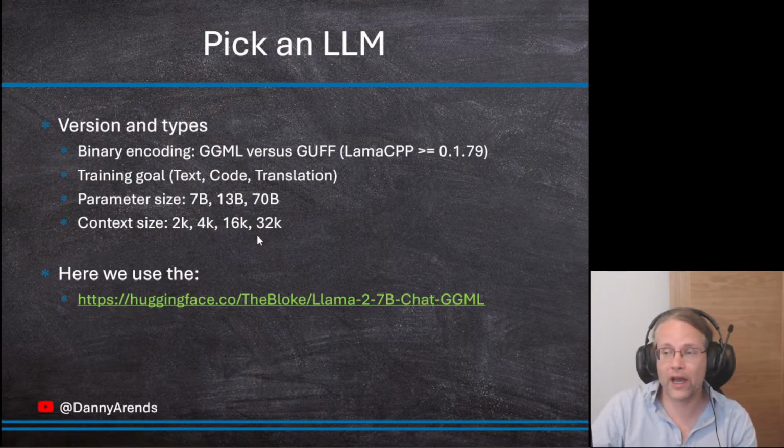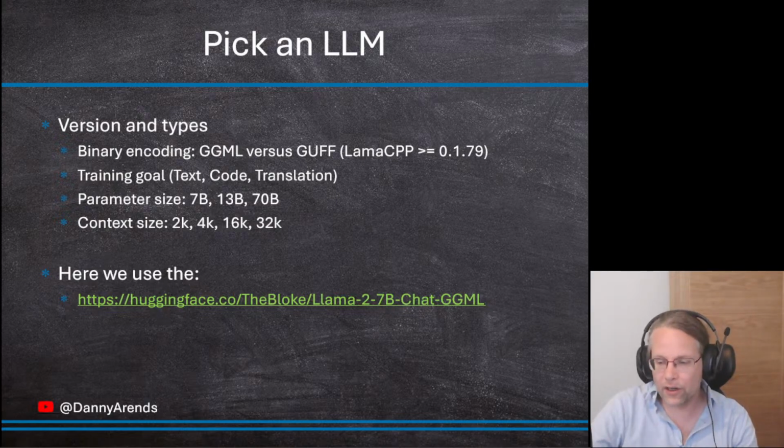So if you want a model which is able to summarize very, very large pieces of text, then you have to have a model which is trained on a relatively large context size, like a 32K context size model. In this case, we use the Hugging Face Llama 2 7 billion chat.